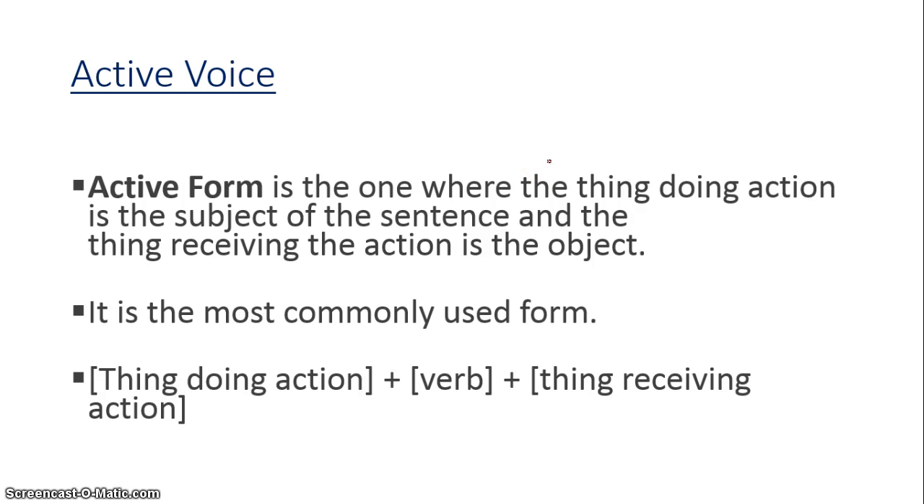Active voice. Active voice form is the one where the thing doing the action is the subject of the sentence and the thing receiving the action is the object. It is the most commonly used form of writing or speaking, guys. The common formula that we use to write or speak in an active voice form is: first we speak or write the thing which is doing the action, then comes the verb which connects the two, and then comes the thing which receives the action.